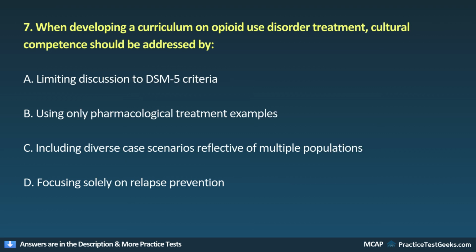7. When developing a curriculum on opioid use disorder treatment, cultural competence should be addressed by A. Limiting discussion to DSM-5 criteria. B. Using only pharmacological treatment examples. C. Including diverse case scenarios reflective of multiple populations. D. Focusing solely on relapse prevention.